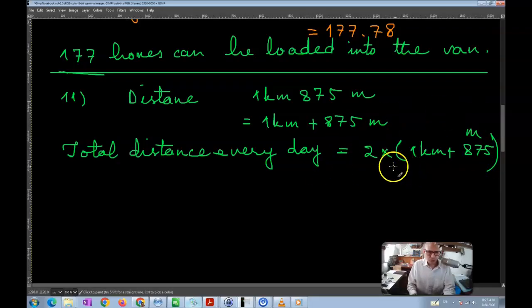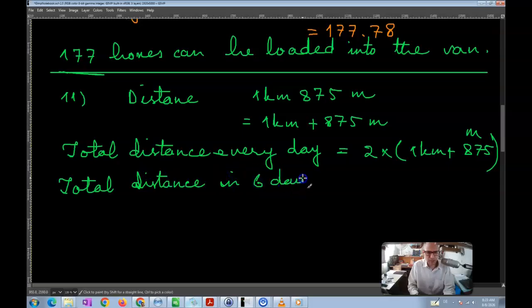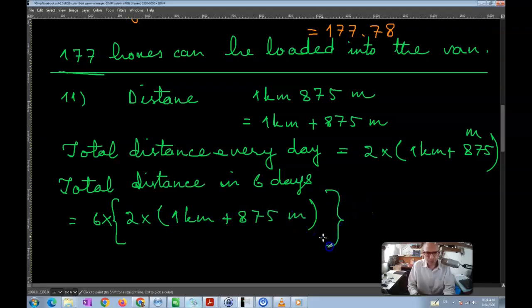Now, the total distance in one day, essentially in 6 days, would be 6 times this whole distance. That would be 6 times 2 times 1 kilometer plus 875 meters, right?